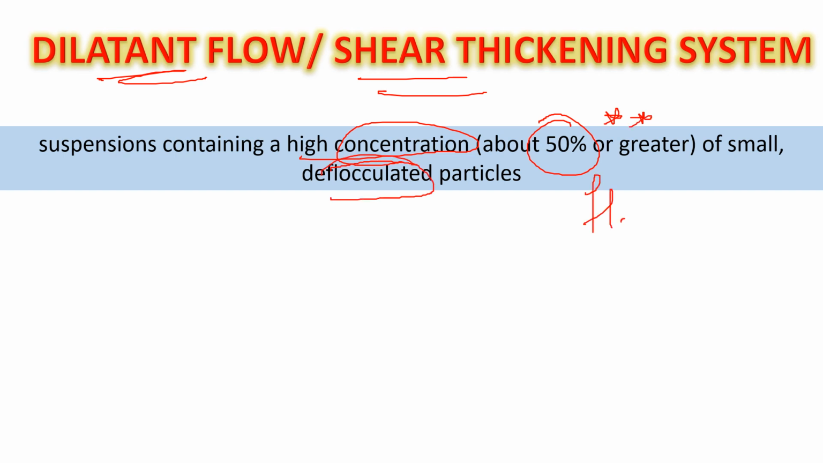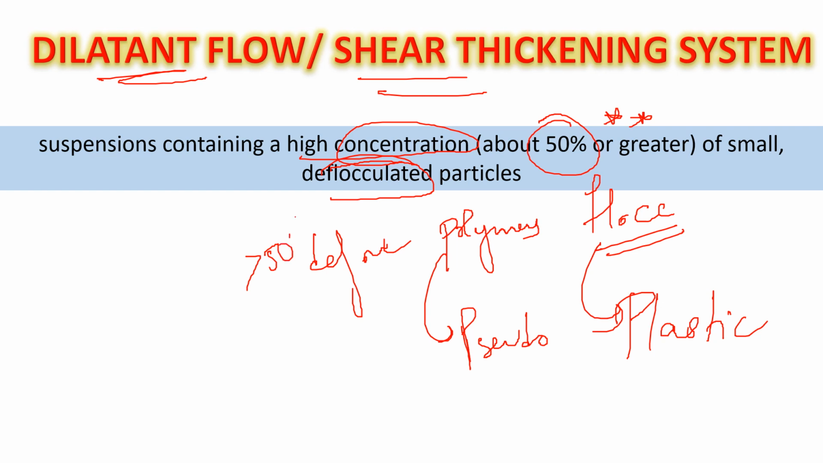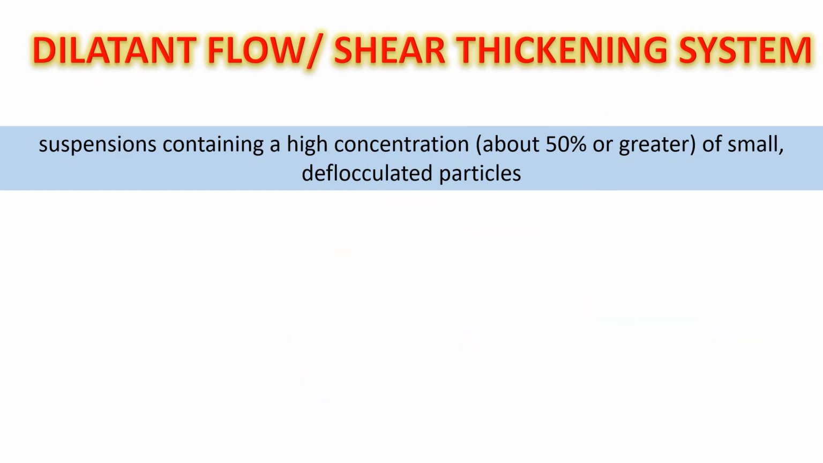Where did we get flocculated? When the particles were flocculated, what behavior was it exhibiting? Plastic flow. When the particles were in the form of polymers, okay, what behavior do you get? Pseudoplastic. Now when you have deflocculated, that too concentrated greater than 50%, then you get dilatant flow. Am I right? You got the basic difference between these three systems, who exhibits what.